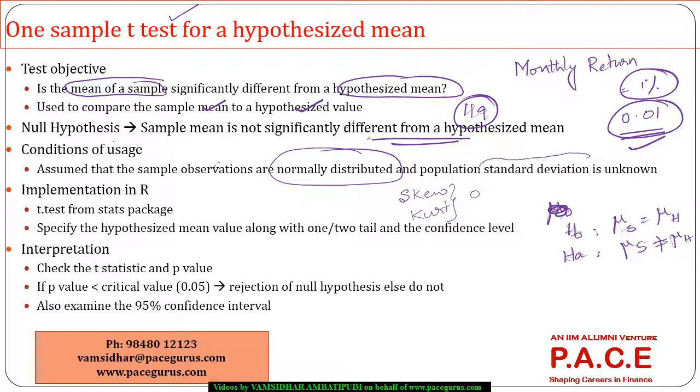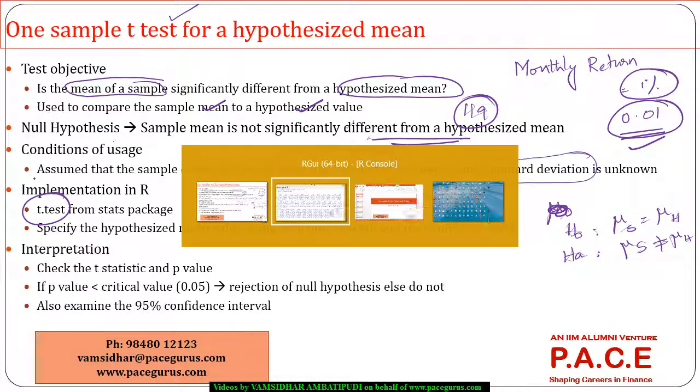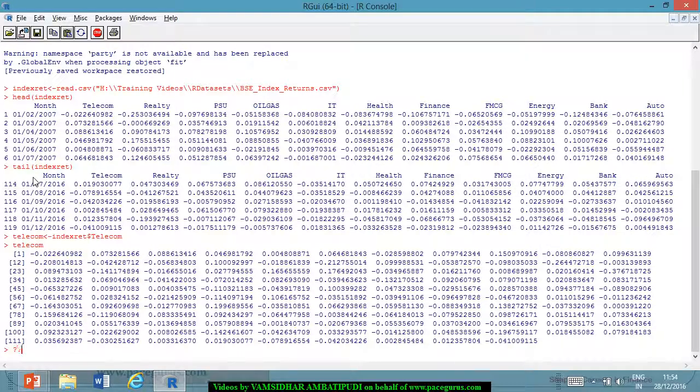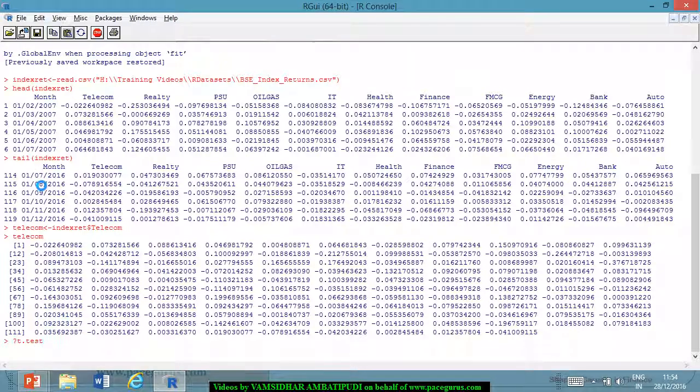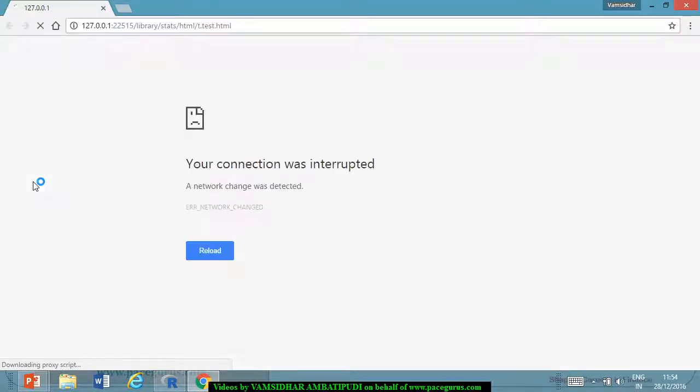And also under the other assumption that the population standard deviation is unknown, I have to find out the standard deviation from the sample itself. Under these two assumptions, I can very well go ahead and implement the one sample t-test, which comes from the base package itself, where I use a function called t.test. So I'll be using this t.test function. Let me see what it is doing. It's a very simple function.